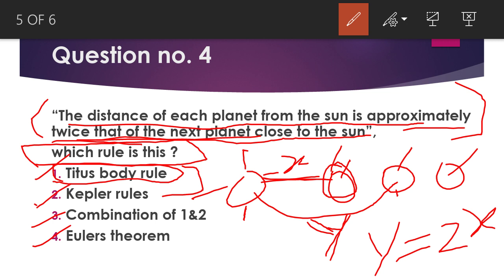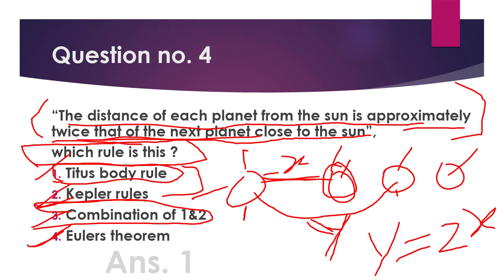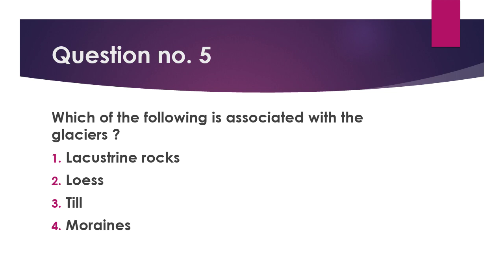Okay, you know Kepler's rules are also related to the planets and stars, but they are not this rule. And a combination of these two, there is no such combination that exists. And as far as Euler's theorem is concerned, Euler's theorem is related to plate tectonics. The movement of plates can be determined by Euler's theorem. So here option number 1 is your right answer. It is the Titius-Bode rule.